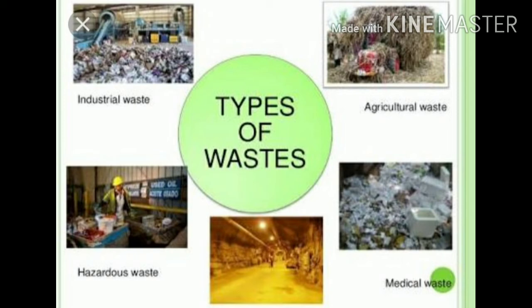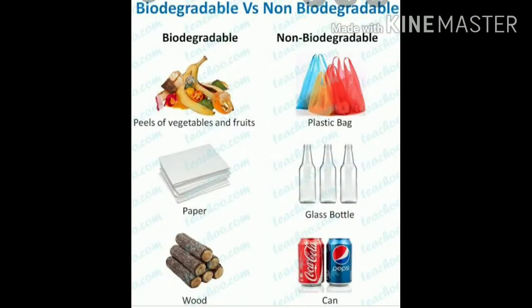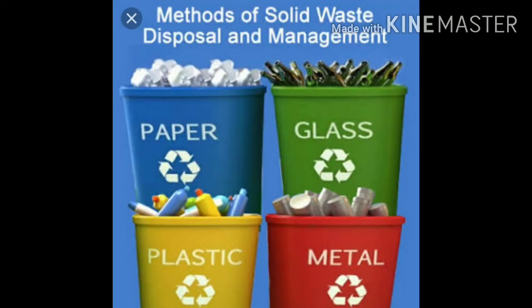Now students, there are two types of waste. First one is biodegradable and the second is non-biodegradable. Biodegradable wastes are the wastes from plants and animals like fruits and vegetables, leaves and paper. They easily rot and finally mix with the soil. Thus, they are not very harmful for the environment.